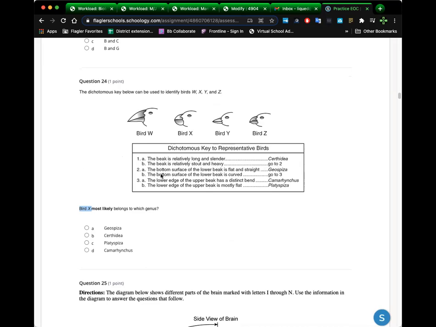So now we go to two. The bottom surface of the lower beak is flat and straight. Okay, this is not flat and straight. So we go to three. The lower edge of the upper beak has a distinct bend. Okay, that does not have a bend. It's mostly flat. So that's your answer.